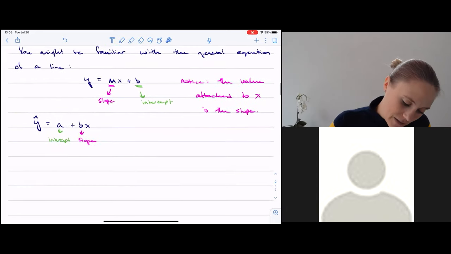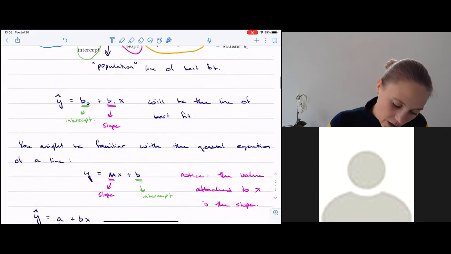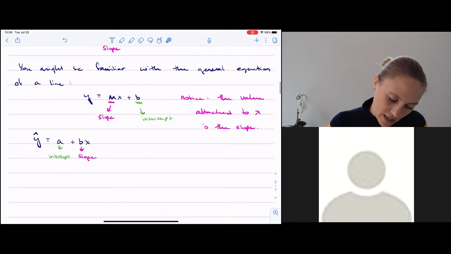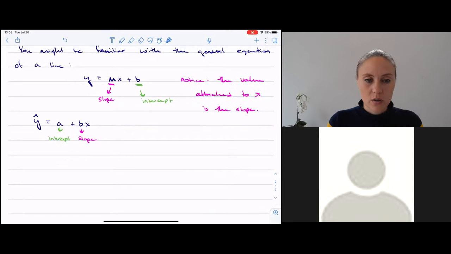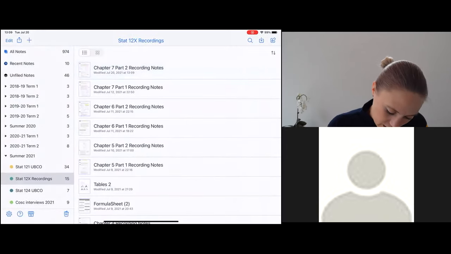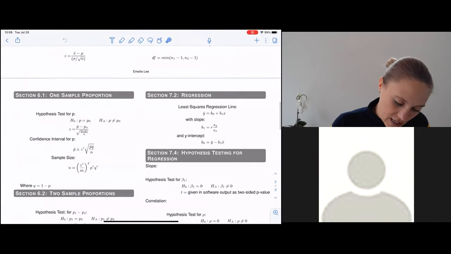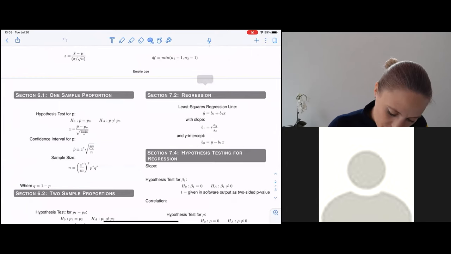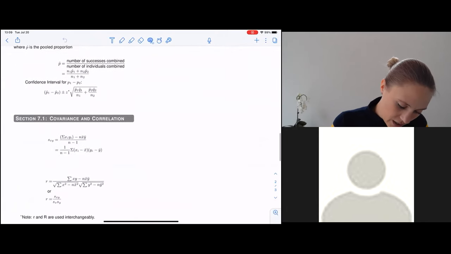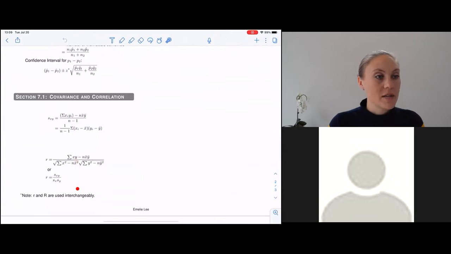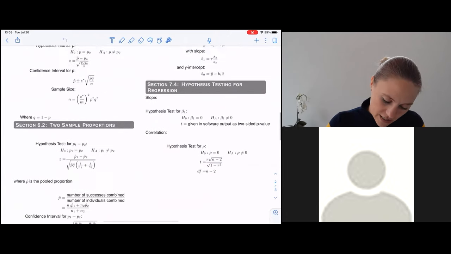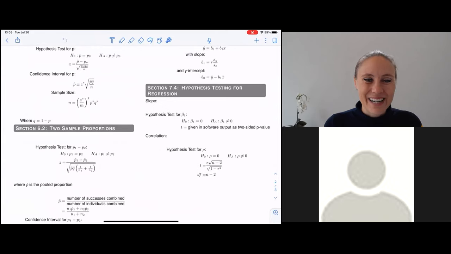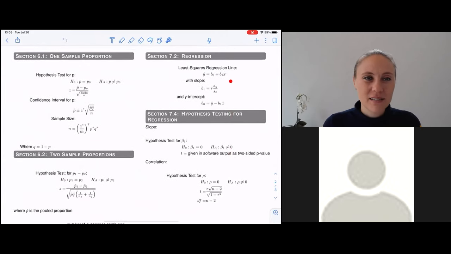Okay. And so, all right, how do we calculate these things? Now, let me just go grab it. Actually, let's go to your formula sheet instead. So we're in section 7.2. 7.1 is from last day, and so we've already gone through that. Notice that this is kind of the end of the road for the formula sheet.